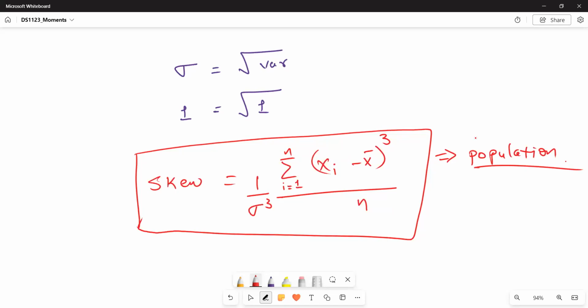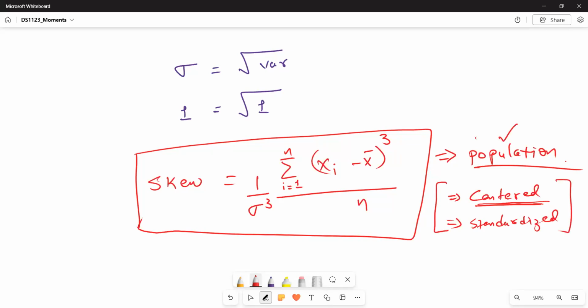All right. And this formula is basically centered. Centered basically means centering the reference point to the mean of the data, which means the shifting of origin. Once we have applied the shifting of origin, it can be considered as the centered formula. Now, we have also divided this by the cube of standard deviation. Hence, this becomes standardized as well. Both of these have been achieved, and this is for population.